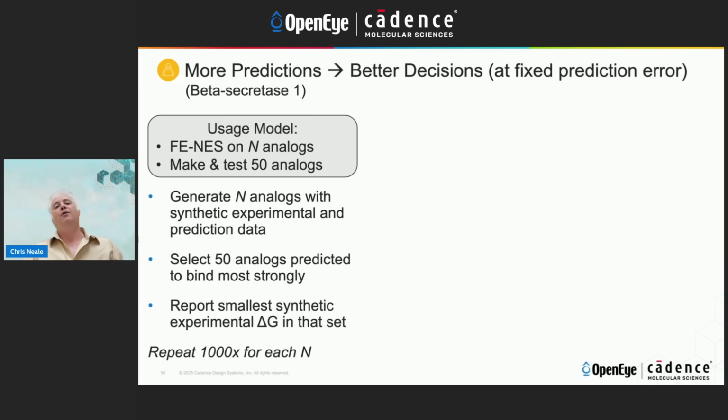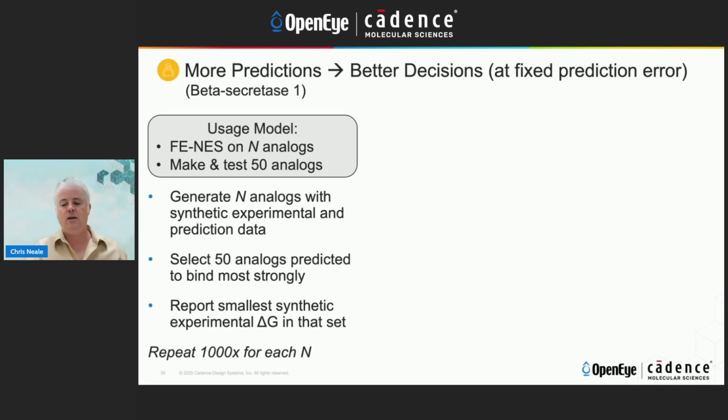So the thought experiment is this. I'm going to imagine that I run FE-NES on some number, n analogs. I'm going to use those predictions to identify the top 50, which are the ones I'm going to make. And in this context, make means I'm going to look at the experimental values associated with those synthetic analogs, and now I'm just going to pick the best one. So the question is, what's the best affinity single ligand I can find by running prediction on n analogs and then actually making 50 of them.